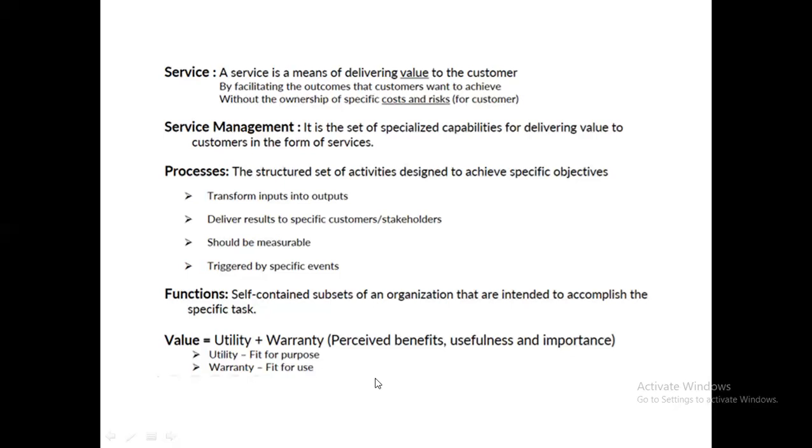But then it does not change the basic definition of service. It does not change the basic definition of value. Value still means utility with warranty. Service still means that, yeah, there are a few things which customers do not want to own, but they want to achieve the outcome. That does not really change.